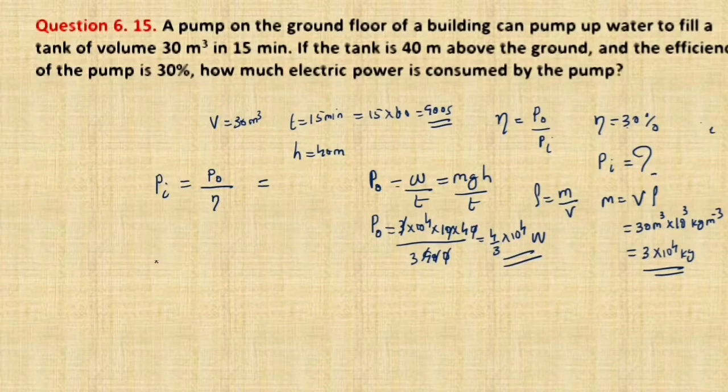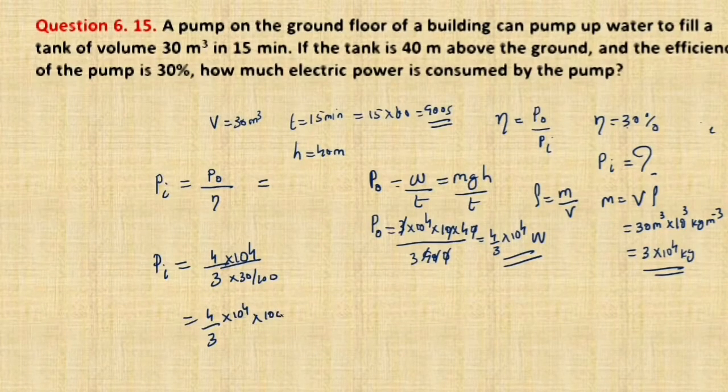Now let's calculate the input power. Input power is equal to power output, which is 4 divided by 3 into 10 to the power 4, divided by 30 percent. 30 percent means 30 divided by 100. So you get 4 divided by 3 into 10 to the power 4 into 10 to the power 2, that is 100, divided by 30.